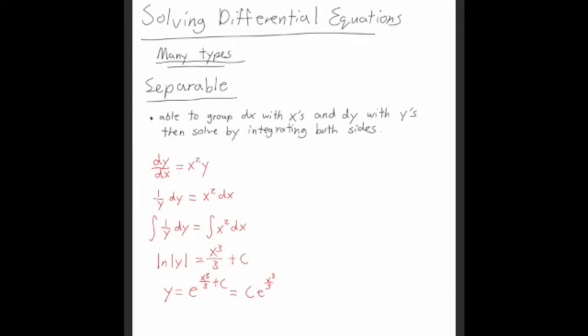So for example, here I have dy/dx is equal to x squared y. So I divide both sides by y, then I integrate both sides and I get y is equal to e to the x to the third over 3 plus c. So since I can split that up, e to the c is still a constant, so it's just c e to the x cubed over 3.